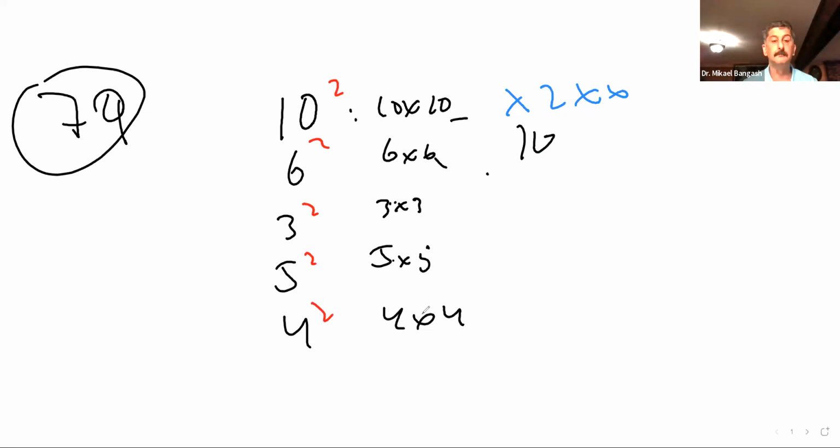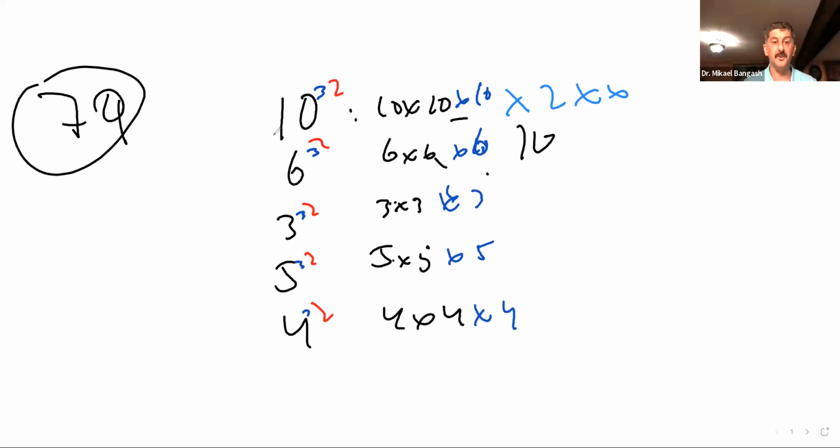Did that make sense? If you cube, it just means that you multiply it by itself a third time.